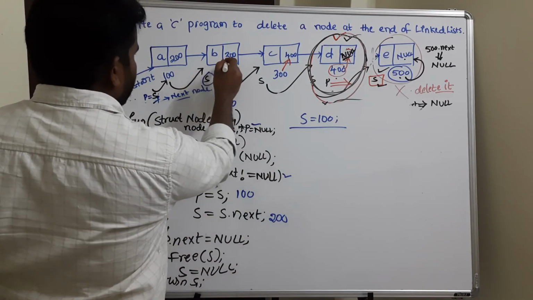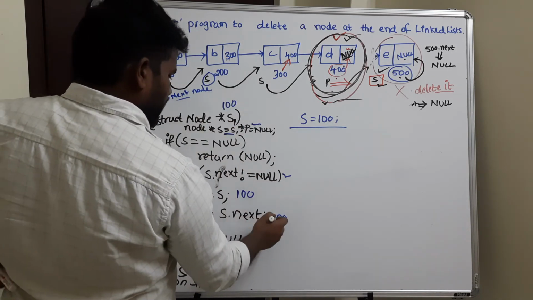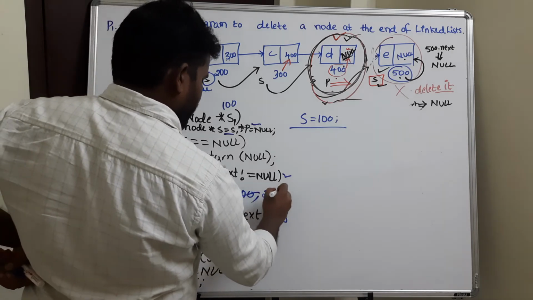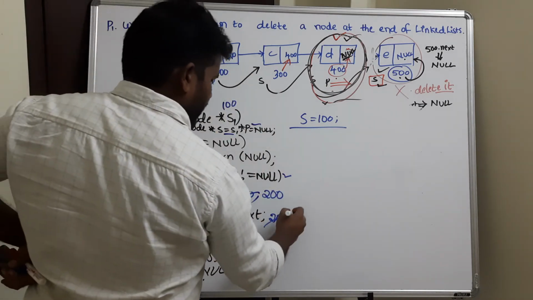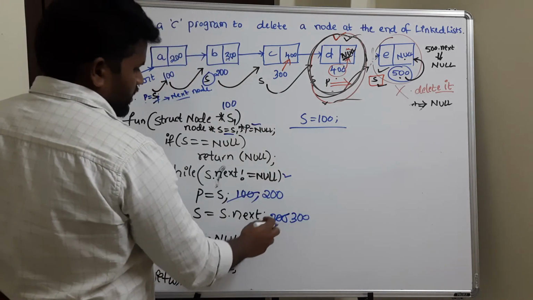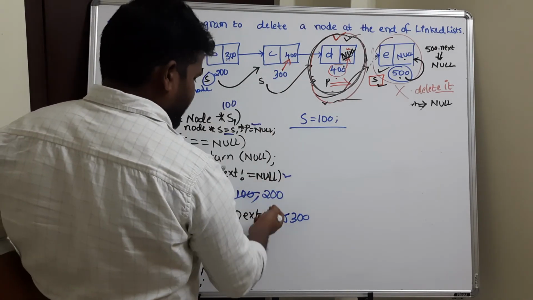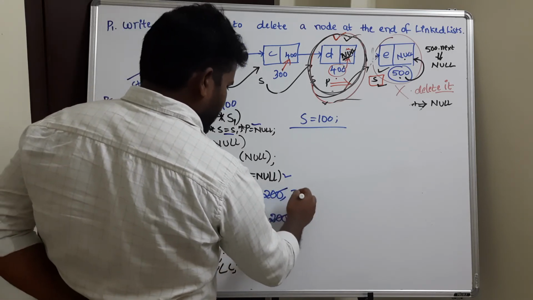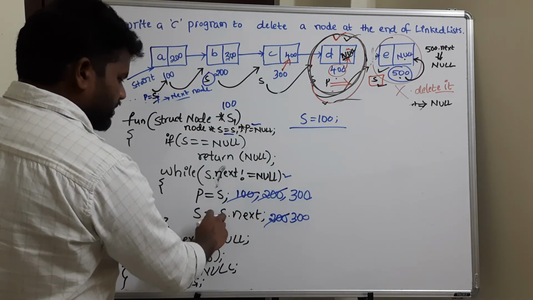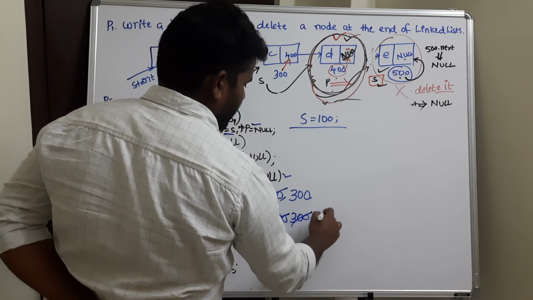Now again, 200 dot next is 300, so it's not null. Then we assign the S value, what is S? 200. We assign 200 here. S dot next, 200 dot next is 300, and 300 dot next is 400. It's not equal to null, true. Then come inside, what is the S value? S value is 300. We are assigning the S value here. Then S is 300, and 300 dot next is 400. We are assigning 400 here.